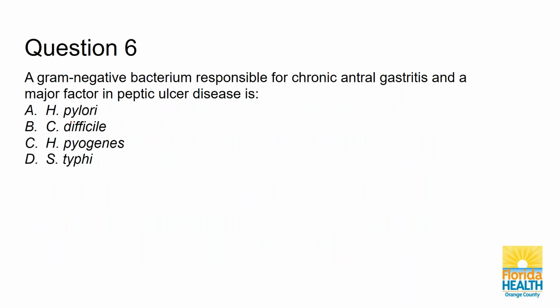Okay, question 6. A gram-negative bacterium responsible for chronic gastritis and a major factor in peptic ulcer disease is antral gastritis, or in español, gastritis.